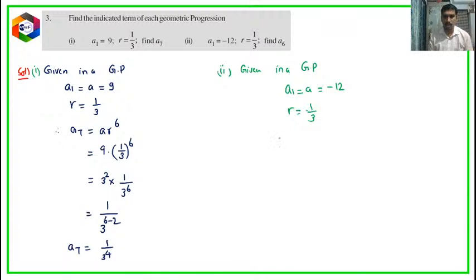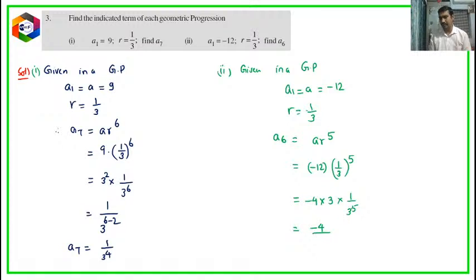So those who don't know, let us listen once again. A6 should be calculated. We already know that it is A r power 5. As we know that A value, A1 is nothing but A, which is equal to minus 12 into, we know the R value, which is equal to 1 by 3 whole to the power of 5. Here I am going to write this as 3 4s. So minus 4 into 3 into 1 by 3 power 5. So here I am going to leave minus 4 in the numerator. Like the previous one, 3 will get cancelled. That means 5, 1 reduces, which is directly 3 power 4 I am writing. Or minus 4 by 3 power 4, or minus 4 into 3 power minus 4.